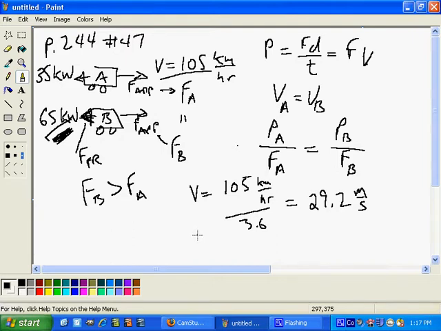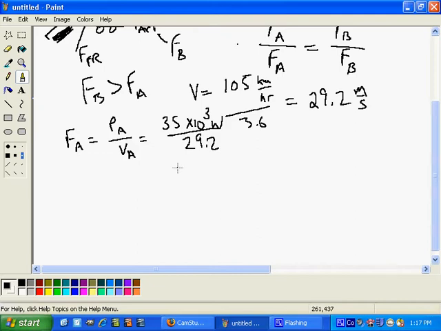Now, for the first car, FA, that's going to equal PA over VA, and the V's are the same. So that's going to be 35 times 10 to the power of 3 watts, divided by 29.2. And so therefore, let's pull this down a little bit. That is going to equal, anyone have the answer for that? 1200? Okay. 1200 newtons.